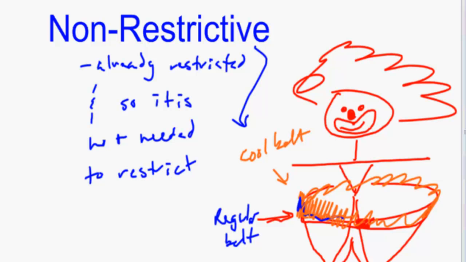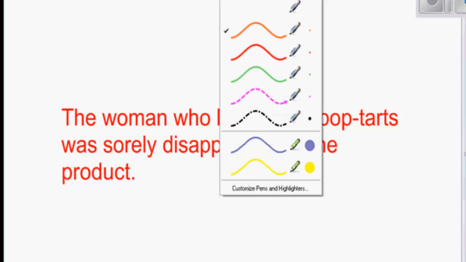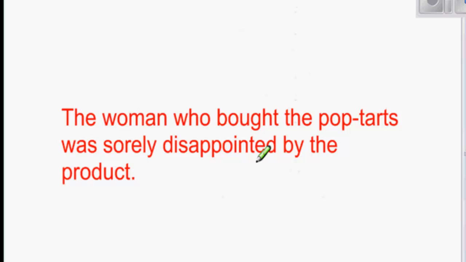Okay, so what does that mean for our sentences then? So here's a sentence. The woman who bought the Pop-Tarts was sorely disappointed by the product. As I look at that sentence, I've got a clause here, and it really doesn't matter whether it's a phrase or a clause. Essentially the same rules apply. I have this clause here, who bought the Pop-Tarts? Who bought the Pop-Tarts is essentially being used to redescribe the woman. Okay, it's telling me which woman I'm talking about.